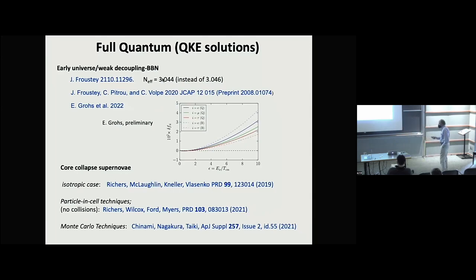We can try this for core collapse supernovae. An isotropic case has been solved by Sherwood Richers and Gail McLaughlin and Jim Kneller and Alexey Vlasenko in this paper. There are also promising particle-in-cell techniques which are ongoing right now. Here's a nice paper on how to do that, and also Monte Carlo techniques for solving QKEs. So that's coming.